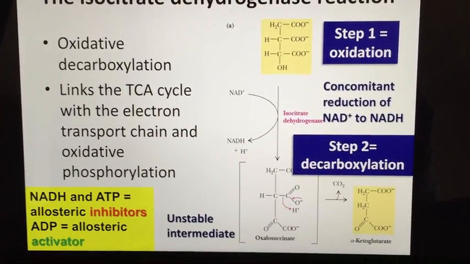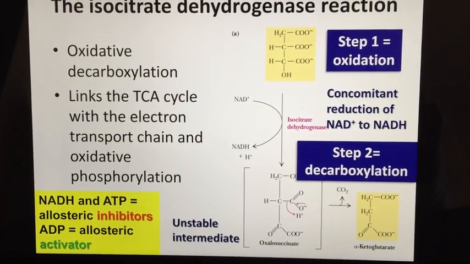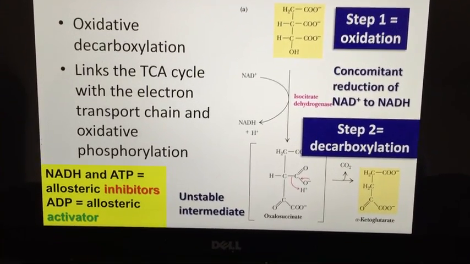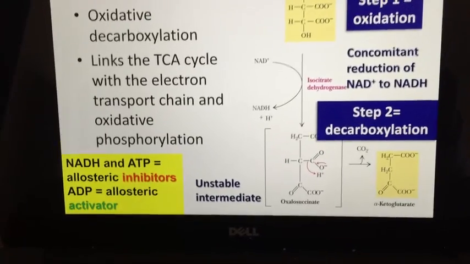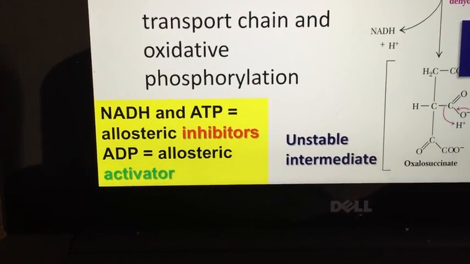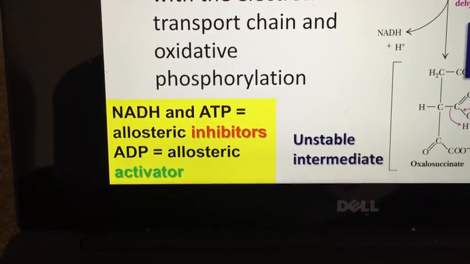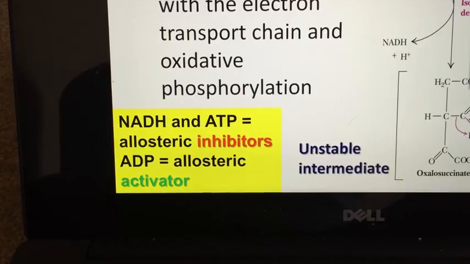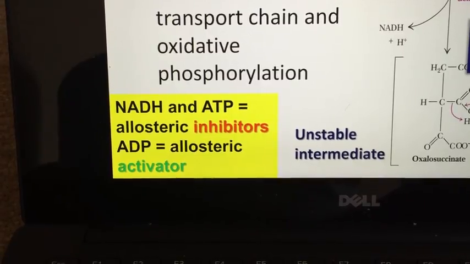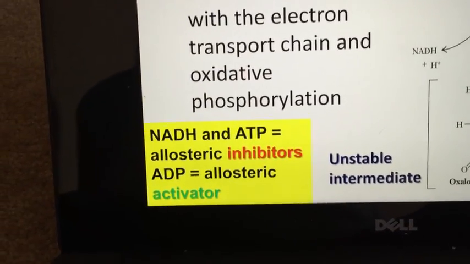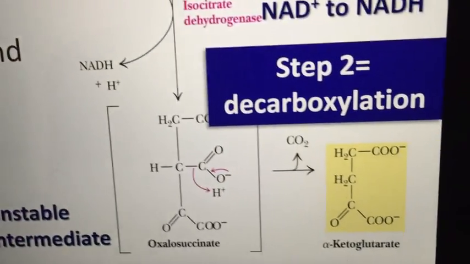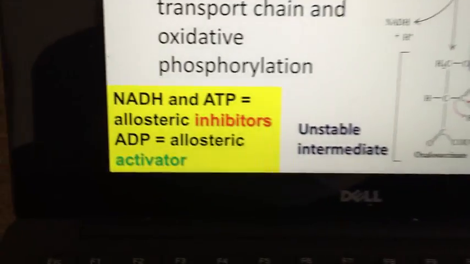Now, as we saw when we looked at the spontaneity of this reaction, it had a large negative free energy of hydrolysis, and hence it is a regulated reaction, the isocitrate dehydrogenase reaction. NADH and ATP, both being products of the citric acid cycle, are allosteric inhibitors of isocitrate dehydrogenase, meaning that when the citric acid cycle is producing too much NADH and ATP, it makes the cycle slow down by inhibiting this enzyme and making less alpha-ketoglutarate go into the cycle.